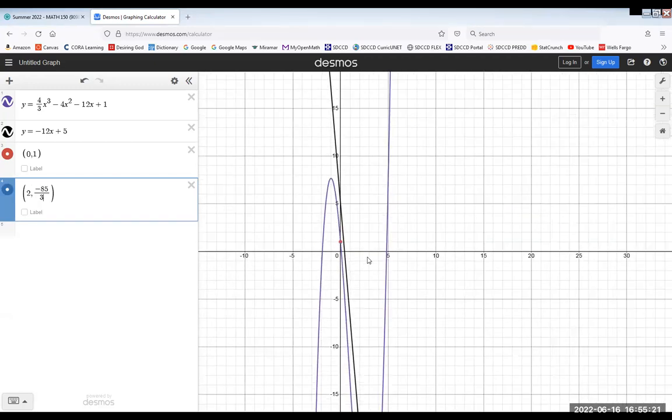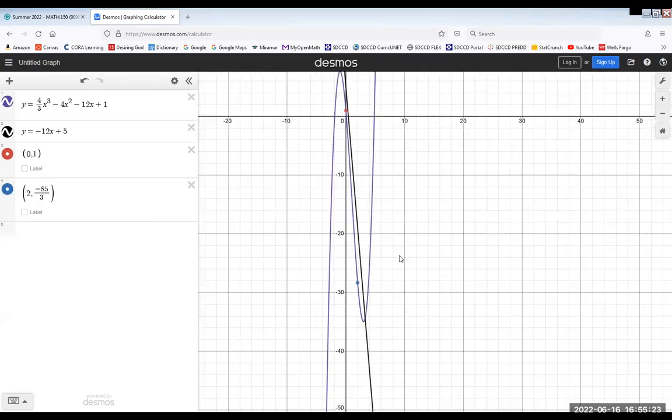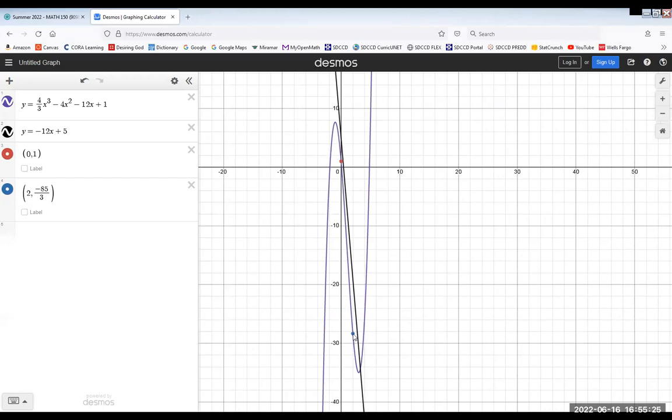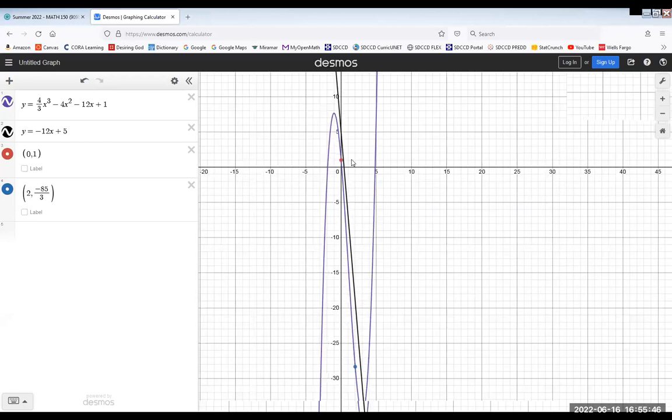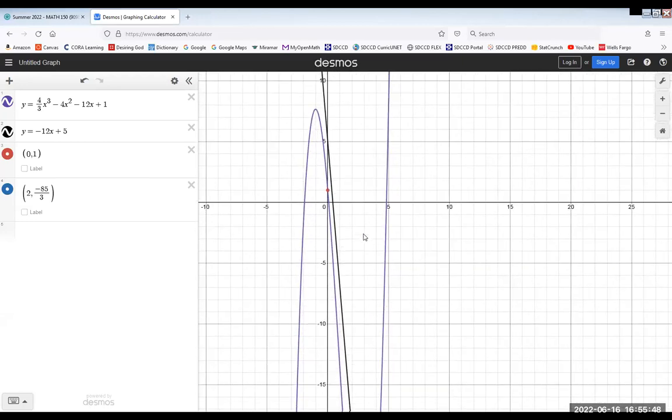And our other point was at 2, -85/3. Let's see, where is that? Down here. Okay, that blue point. So it looks like that tangent line would be coming along the back side of the purple and would just graze down here and keep going. Yeah, I can see that black line sliding over a little bit right there, and that being parallel. We could find the equations of these tangent lines if we really wanted to, but I think visually, we can confirm that looks pretty good.